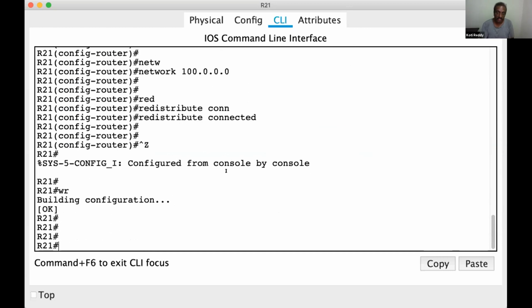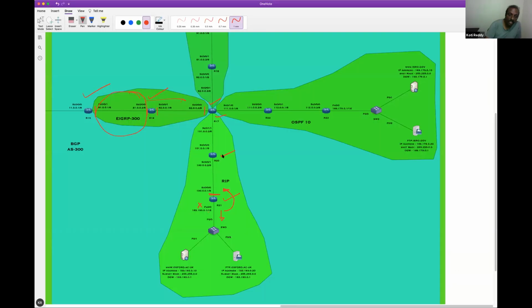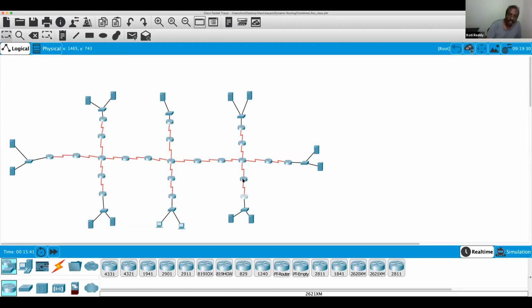If that is the case, now I should enable RIP on R20 also, and enable on what? Both the 100 network ID as well as the 101 network ID. Let's go to R20 and do this. So I go to R20.